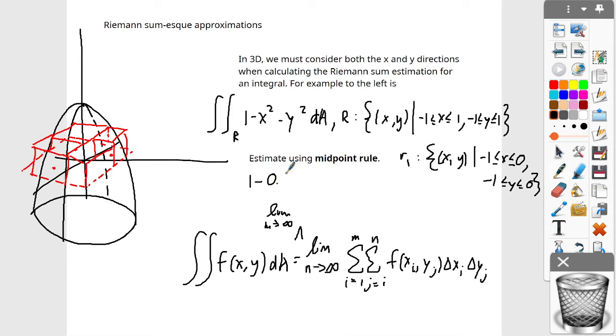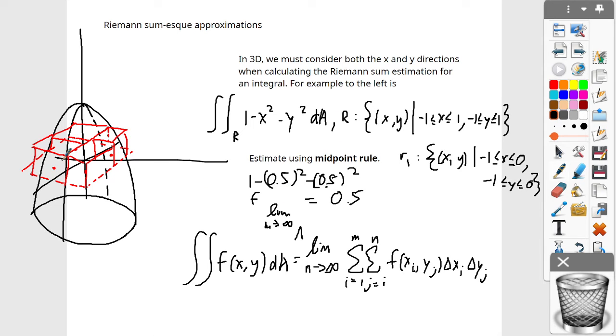So what will you end up with? You end up with 1 minus 0.5 squared minus 0.5 squared. So what is this? 0.5 squared is 0.25, so that's 1 minus 0.25 minus 0.25. So that's 0.5. That's the height, that's the f of x, y. So f of (x1, y1), (x2, y2), (x3, y3), and (x4, y4) are all 0.5.